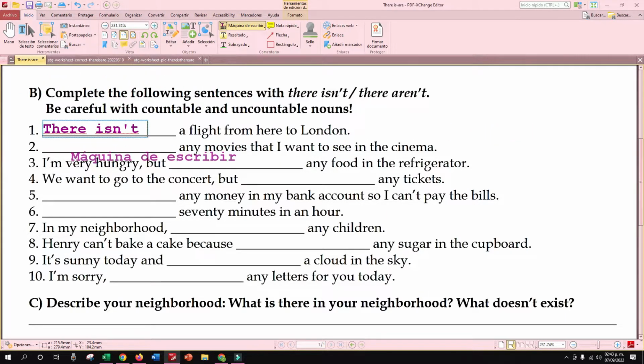What about the second one? Any movies that I want to see in the cinema. Any movies. Look at that word. That is plural, right? There aren't. Perfect. Why? Because you have movies. That is plural, right? Nice.